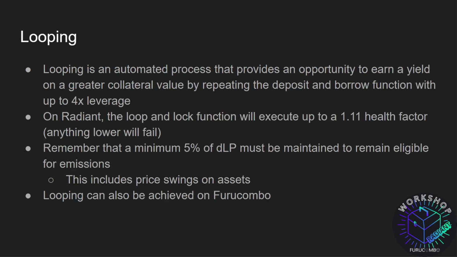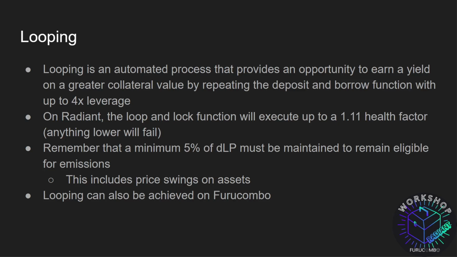So they also offer looping on Radiant. Looping is an automated process that provides an opportunity to earn a yield on a greater collateral value by repeating the deposit and borrow function. On Radiant, you can leverage up to 4x. And the loop and lock function will execute up to a 1.11 or 1.0, from what I've seen, health factor. So anything lower is going to fail. And then remember, you need to maintain, again, a minimum of 5% DLP to remain eligible for emissions.